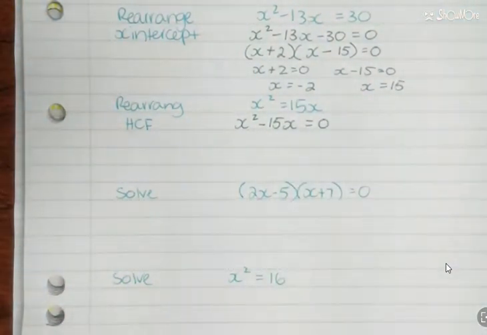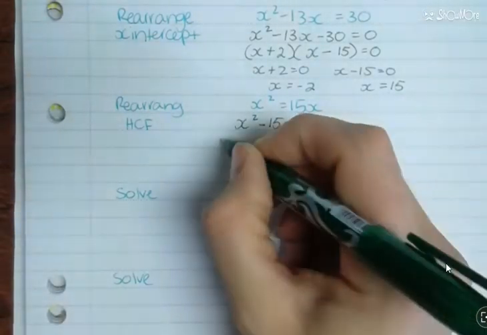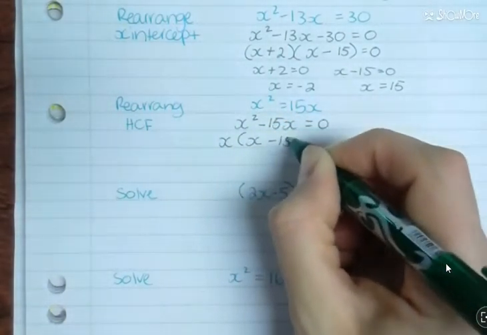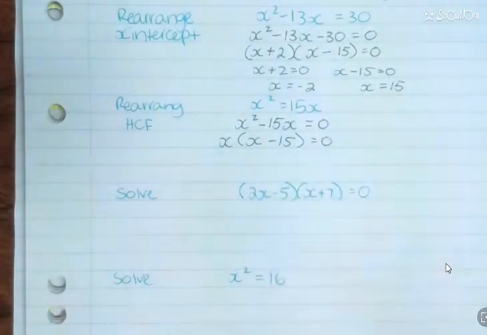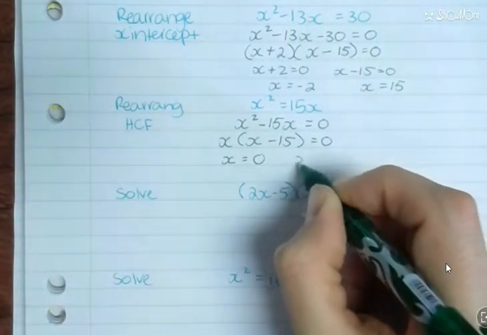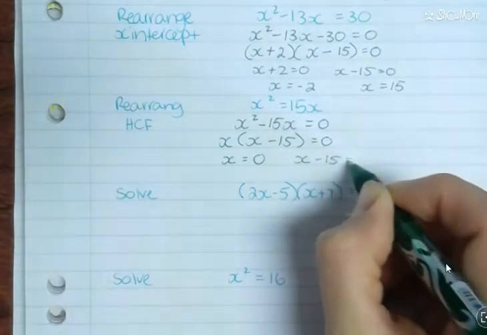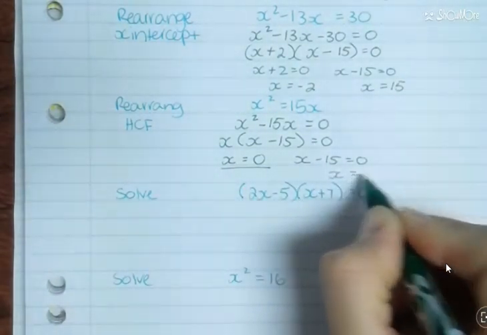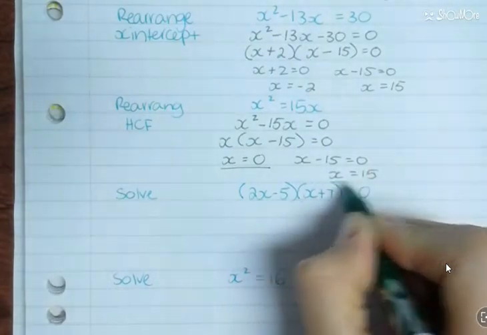Okay, once I've done that, I factorise. This one again doesn't have a constant on the end, which means it must go through at 0. So I'm going to factor out the x. X is my highest common factor, so I'm going to end up with x take 15. So that means at one point x must equal 0 and x take 15 must equal 0. So I've got one solution. My other one is going to be x must be equal to 15.